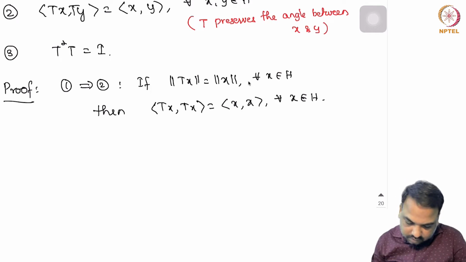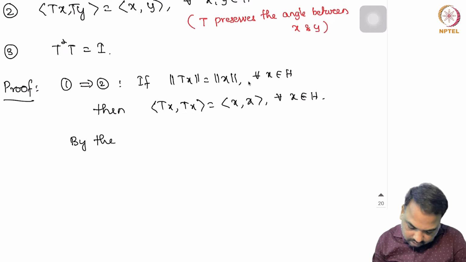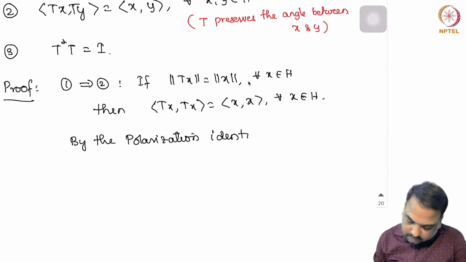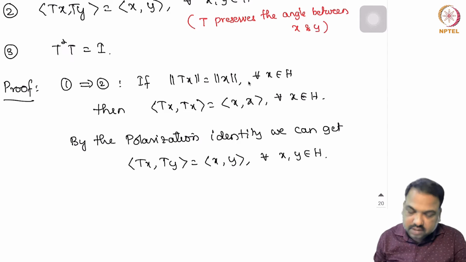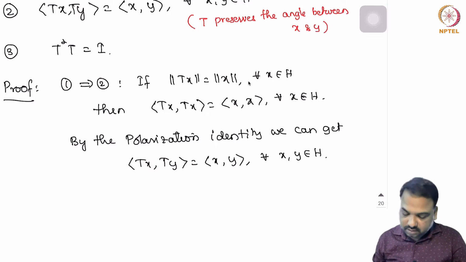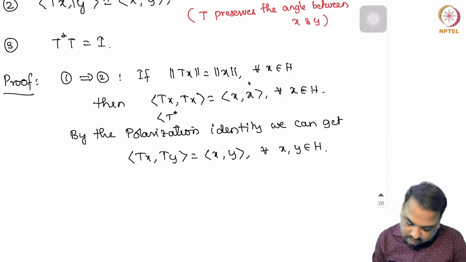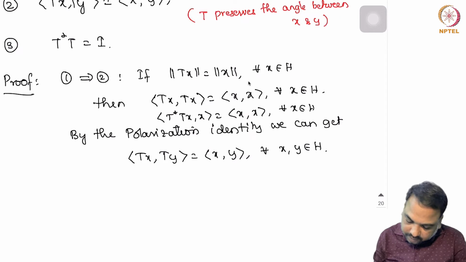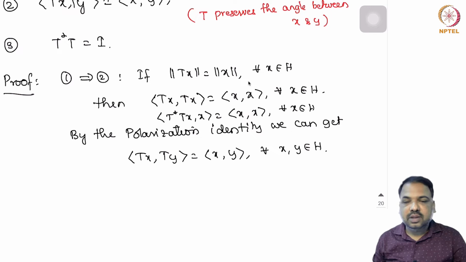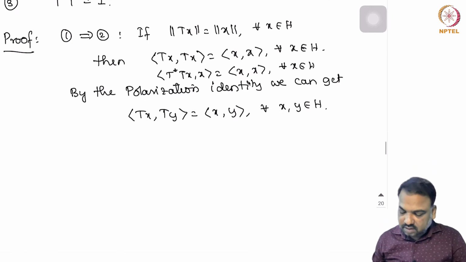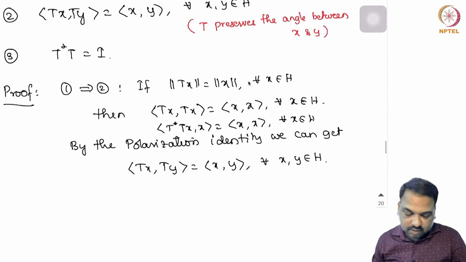So by the polarization identity, you can get the inner product of Tx with Ty equal to the inner product of x with y for every x, y in H. We have already discussed the polarization identity in the earlier discussion. So here we have the inner product of T star T x with x equal to the inner product of x with x for every x in H. Now T star T is a self-adjoint operator. Now apply the polarization identity that we have already seen. So from this we can conclude that T preserves the inner products.